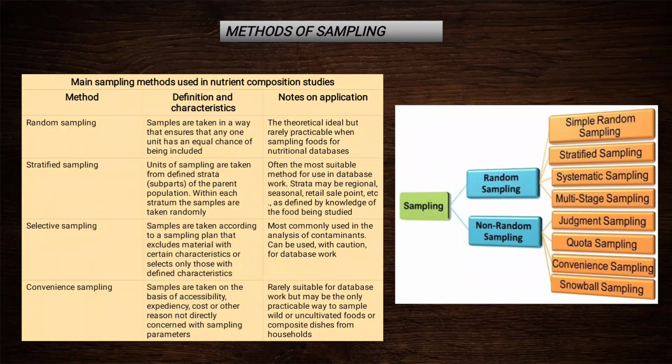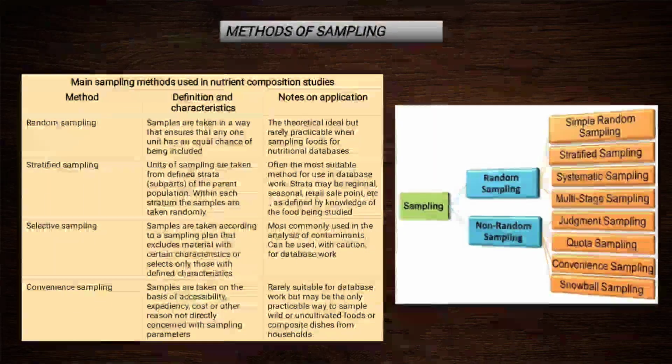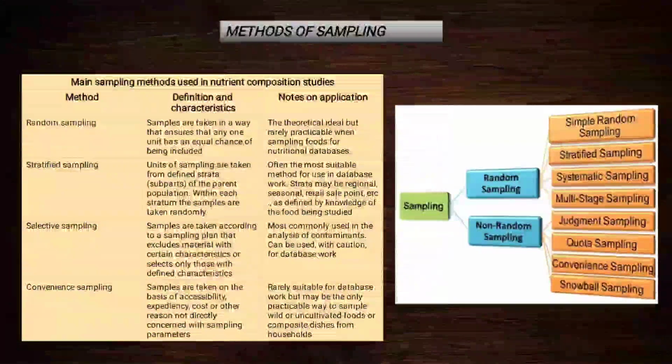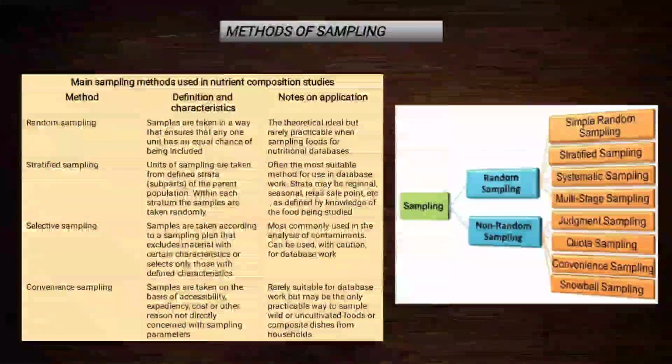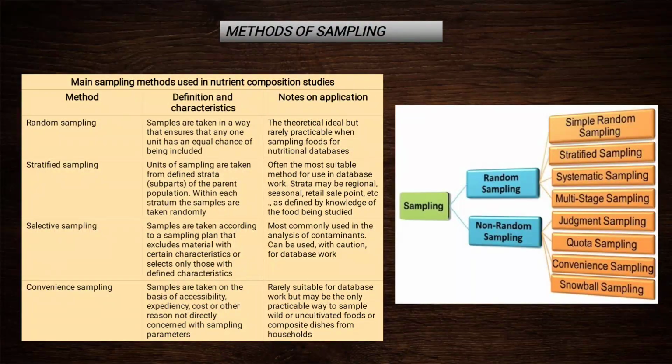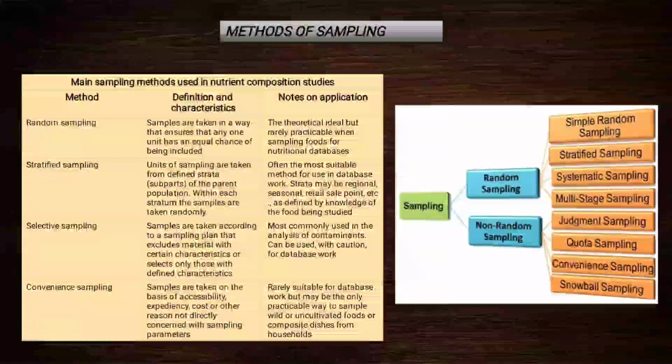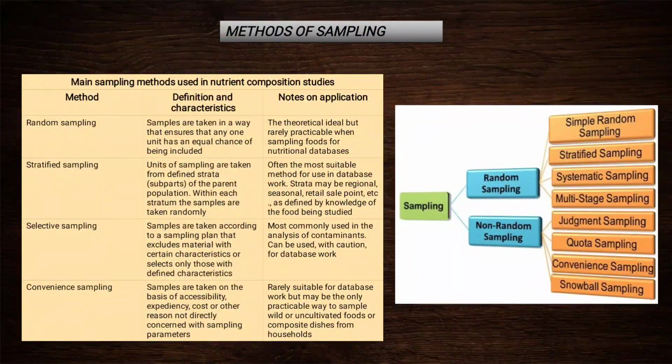First, random sampling. Random sampling is where samples are taken in a way that ensures that any one unit has an equal chance of being included. This can be applicable for the nutritional database for sampling foods. Stratified sampling: units of sampling are taken from defined strata, which means subparts of the parent population. Within each stratum, the samples are taken randomly.